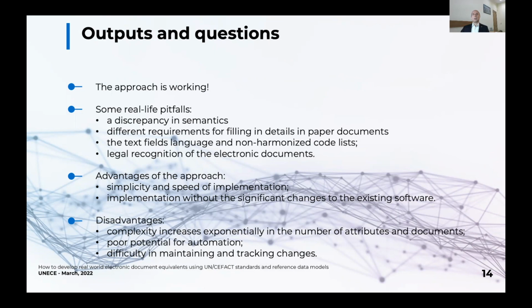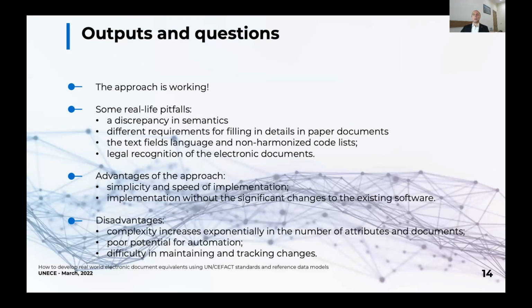At the same time, it's worth noting a number of pitfalls in the transition to electronic document management in the supply chain. In real business transaction, there is a difference in semantic. The same attribute in a paper document can be mapped with several attributes in an electronic one. In real business transaction, different requirements for filling in details in paper documents apply. In the electronic documents, as well as in the paper documents, there are problems related to the language of filling in text, details, and to the implied non-harmonized code lists. The transition to electronic documents had the problem of their legal recognition by the parties, including public authorities.